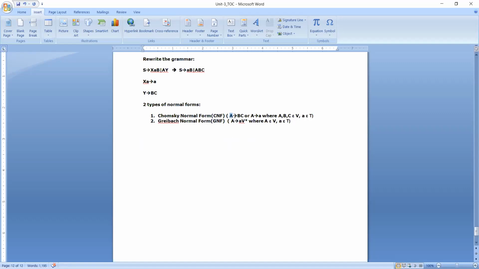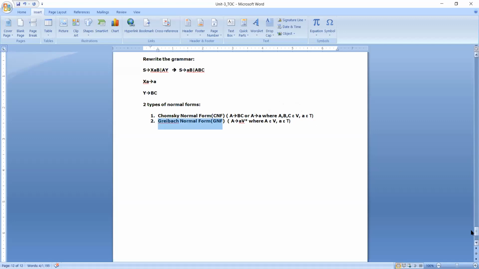So if we rewrite our productions in this form, like A derives to BC, in the sense, on the right hand side, we need to have a max of only two variables, or only one terminal. If we rewrite our productions like this, then our grammar is present in the Chomsky normal form. Suppose we have productions with a terminal followed by any number of variables, or only a terminal, then we can say that my grammar is present in the Greibach normal form.